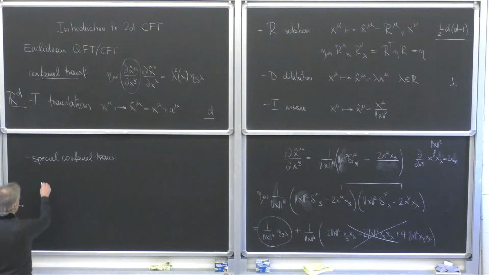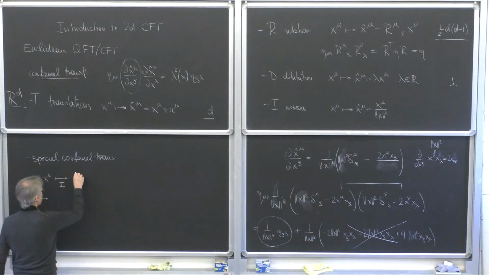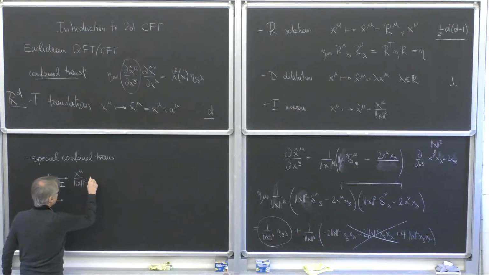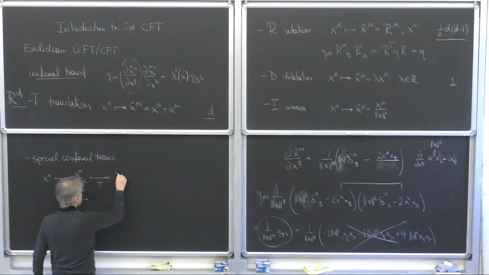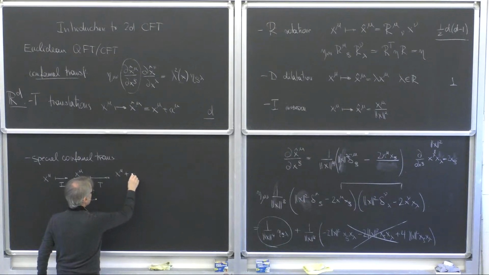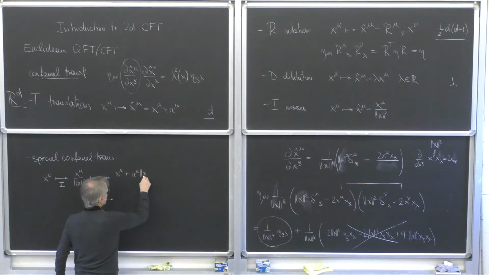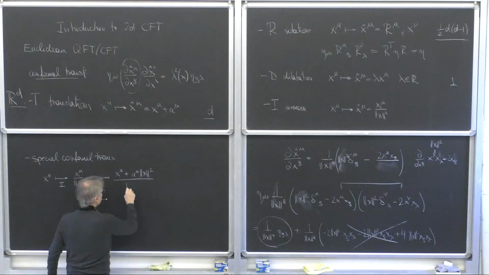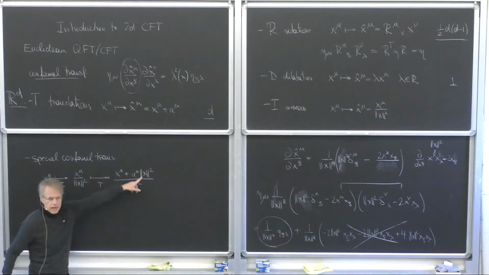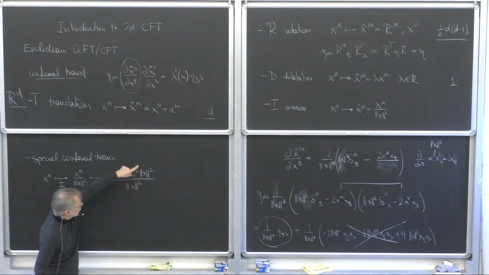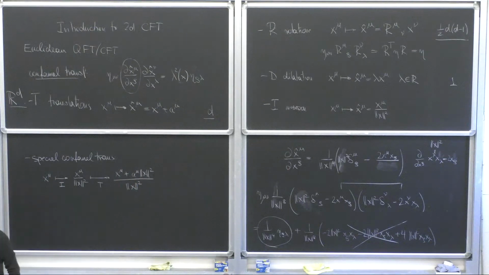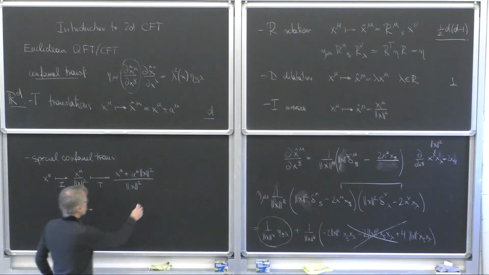So we start with x mu, then we apply an inversion, so we get x mu over x squared. Then we apply a translation, so we get x mu over x squared plus a mu. I've just taken this and added the vector a mu to it, but I've brought it on a common denominator to write it as x mu plus a mu times x squared, divided by x squared, and then I apply another inversion to it.